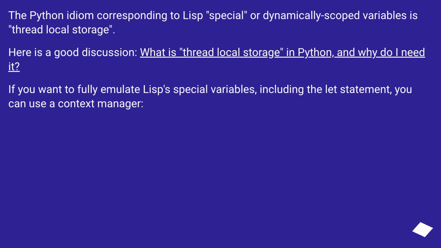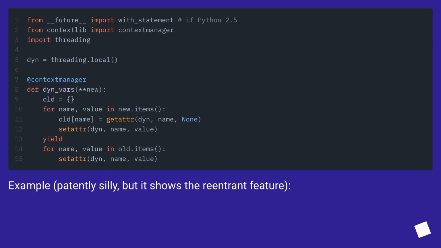The Python idiom corresponding to Lisp special or dynamically scoped variables is thread local storage. Here is a good discussion. What is thread local storage in Python, and why do I need it? If you want to fully emulate Lisp special variables, including the let statement, you can use a context manager. Example, patently silly, but it shows the reentrant feature.